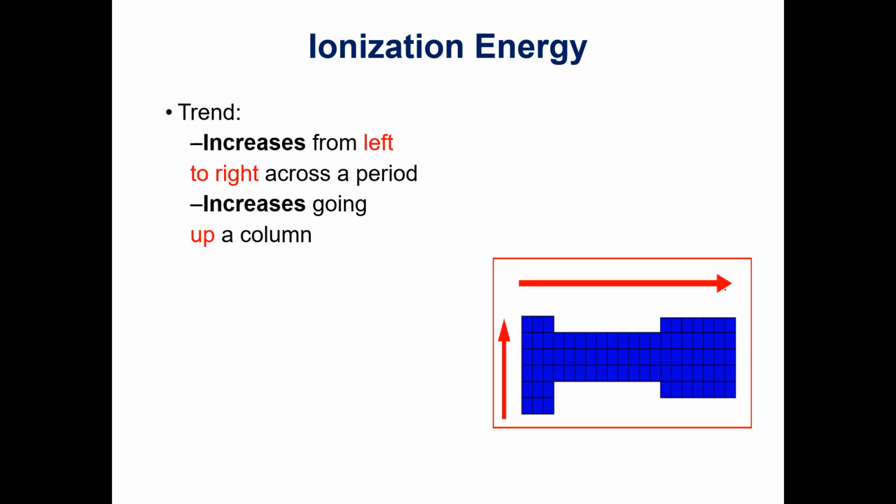Ionization energy increases as we go from left to right, and it also increases from bottom to top. So our largest ionization energy would be in the top right, and our smallest would be in the bottom left. You might notice, in terms of which way things are increasing, that this is exactly opposite of atomic radius.